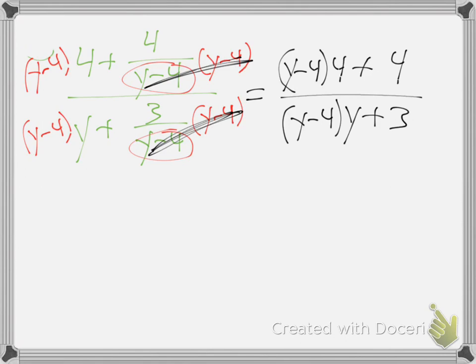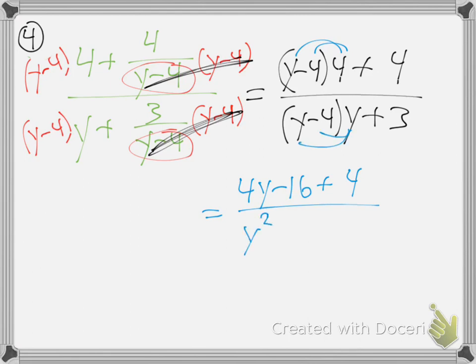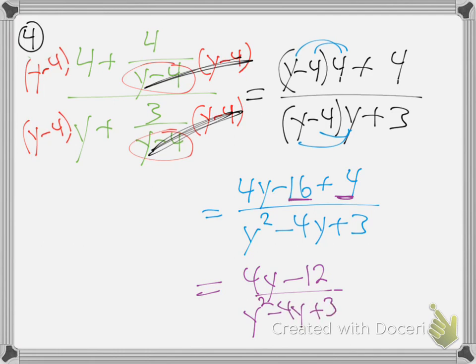Hope this 4 up here is not confusing you. That's just the question number. Problem number 4. So now we distribute through parentheses. 4y minus 16 plus 4. Distribute. Y squared minus 4y plus 3. And this is 4y minus 16 plus 4 is minus 12. We good to there?